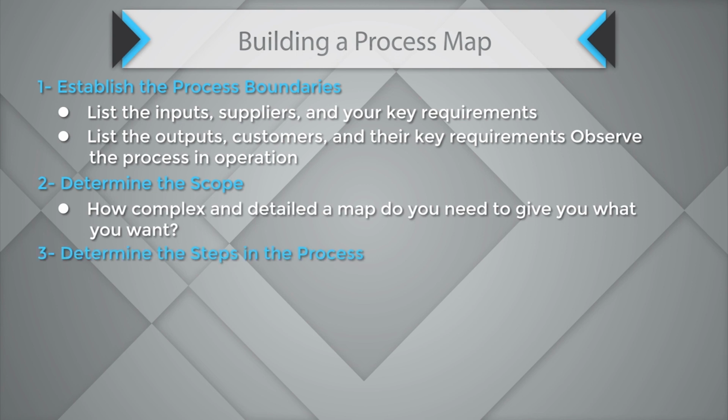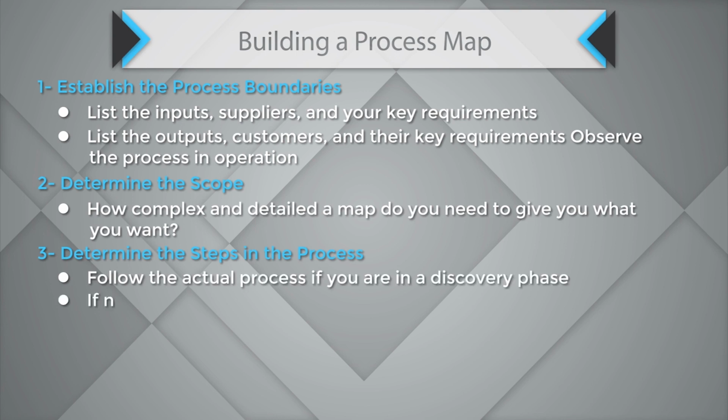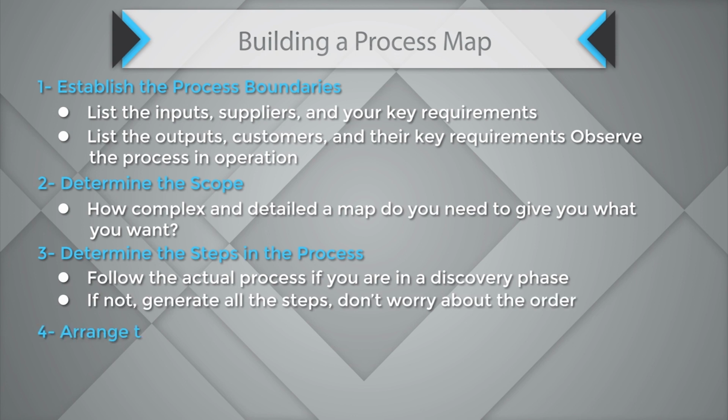Determine the steps in the process. Follow the actual process if you are in a discovery phase. If not, generate all the steps. Don't worry about the order. Finally, arrange the steps in order and assign a symbol.